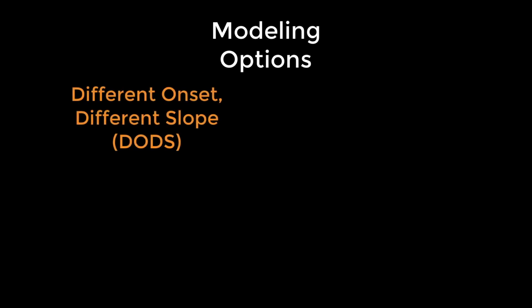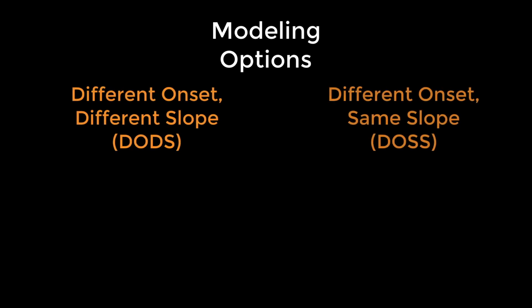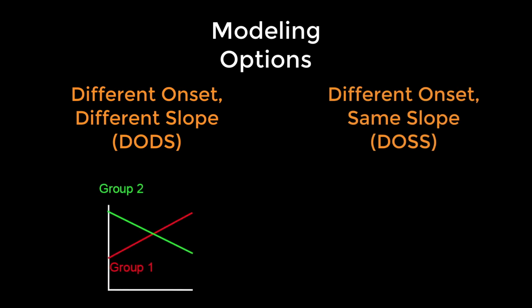Before going on, let's review FreeSurfer's options for modeling: different onset, different slope, or DODS, and different onset, same slope, or DOS. DODS is the default. It estimates a separate mean, or intercept, for each group in our model, as well as estimating a separate slope for each additional regressor or covariate. DOS estimates a separate intercept for each group, but estimates only one slope per regressor, since it assumes that the slope for that regressor is identical across groups.